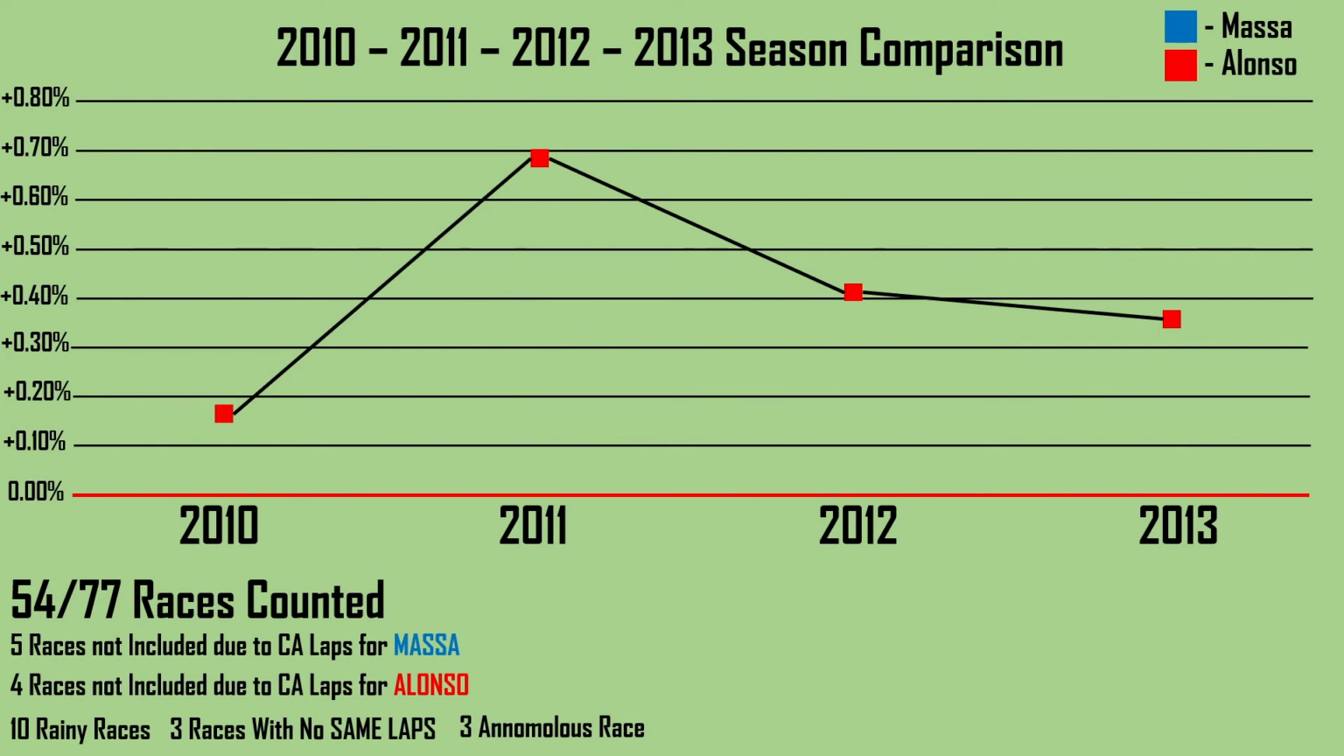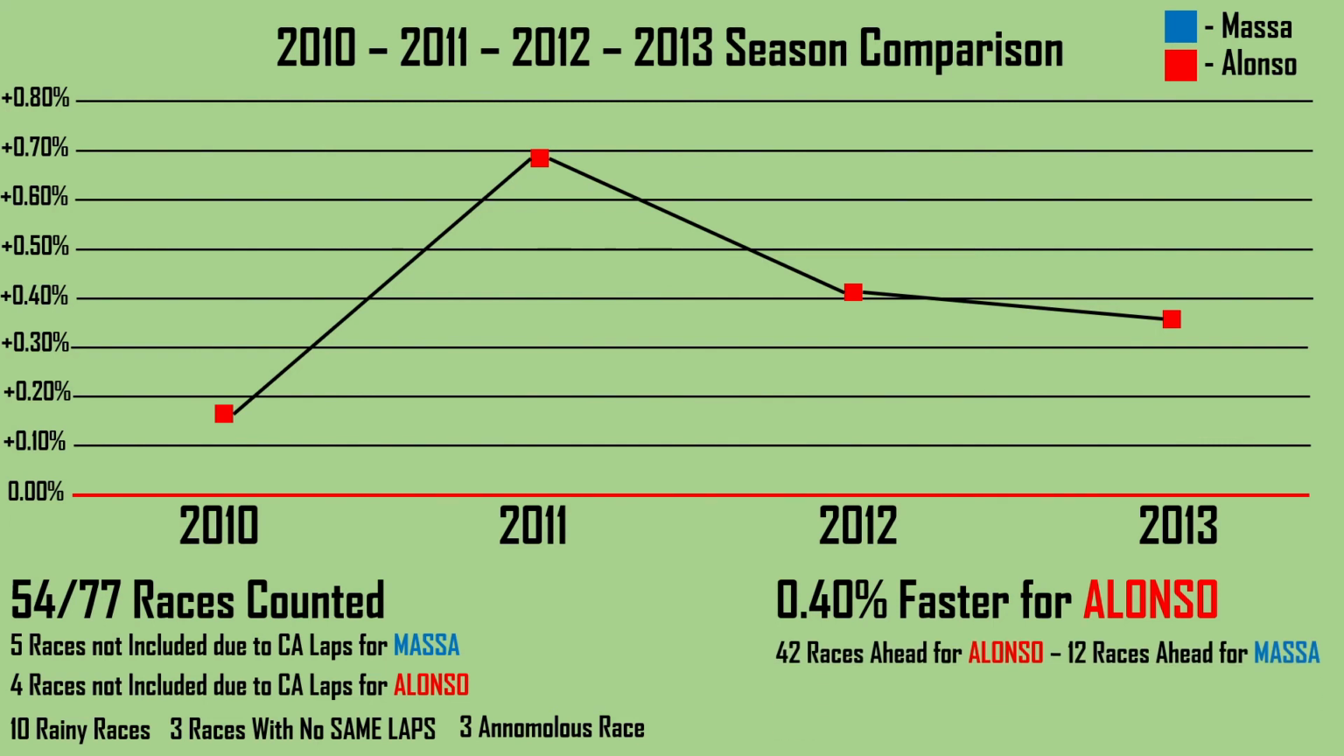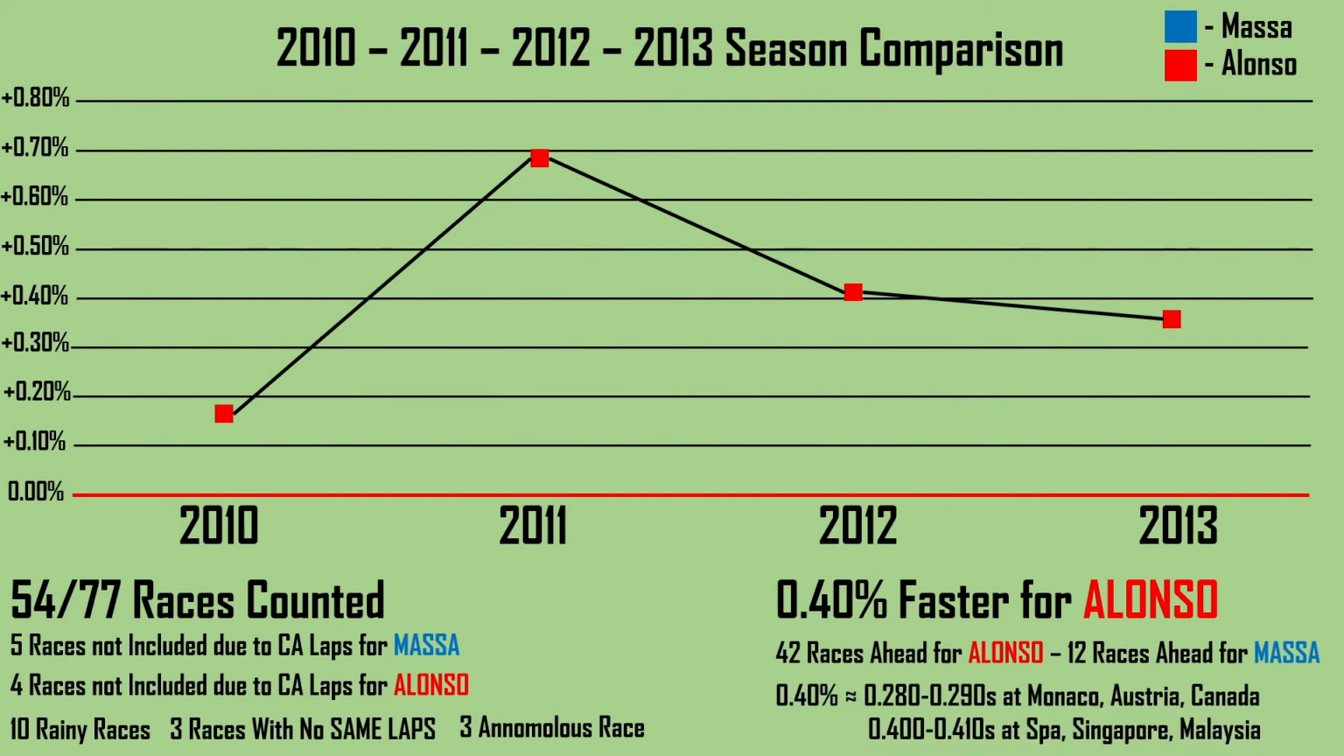And averaging out these 4 percentage values in favour of Fernando Alonso, we end up with a value of just 0.4% across this 4-year period, where there were 42 races ahead for the Spaniard compared to just 12 for Felipe Massa overall, where 0.4% roughly equates to just under 0.3 at Monaco, Austria and Canada, and just over 0.4 at Spa, Singapore and Malaysia. So it was overall a fairly significant gap between the 2 teammates across the 4 years at Ferrari.